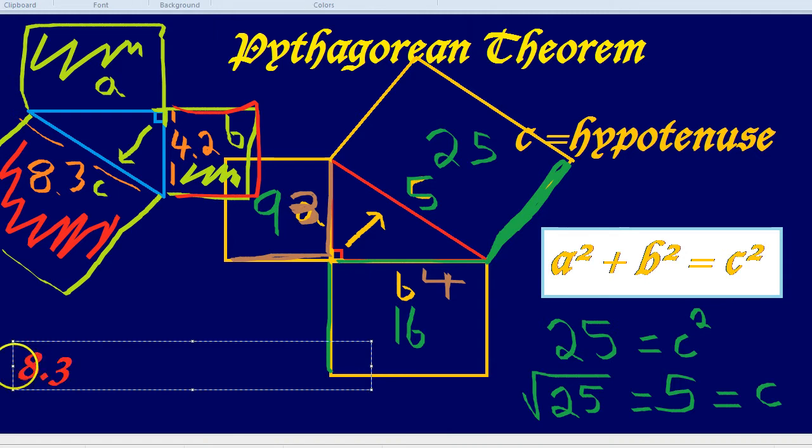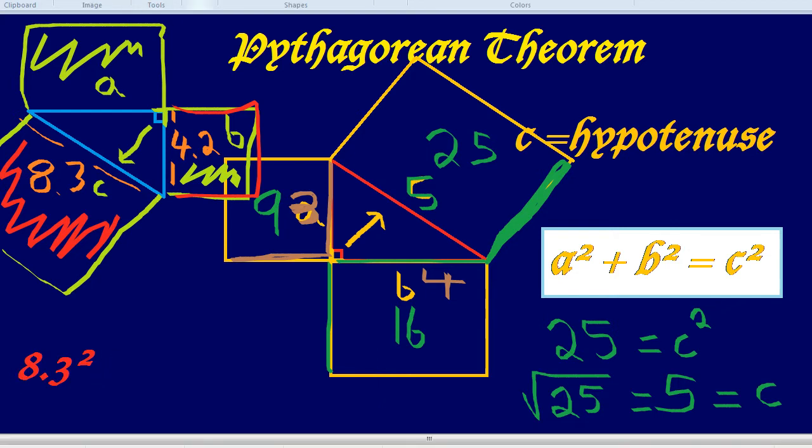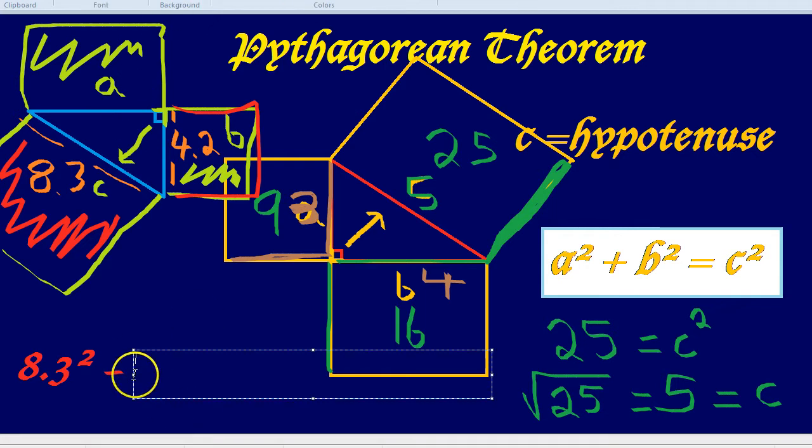8.3 squared, which is the area of the big square, take away the area of B squared, so take away B squared, that looks like an equals, so let's just use my marker. Take away B squared, which is 4.2 squared, equals A squared.